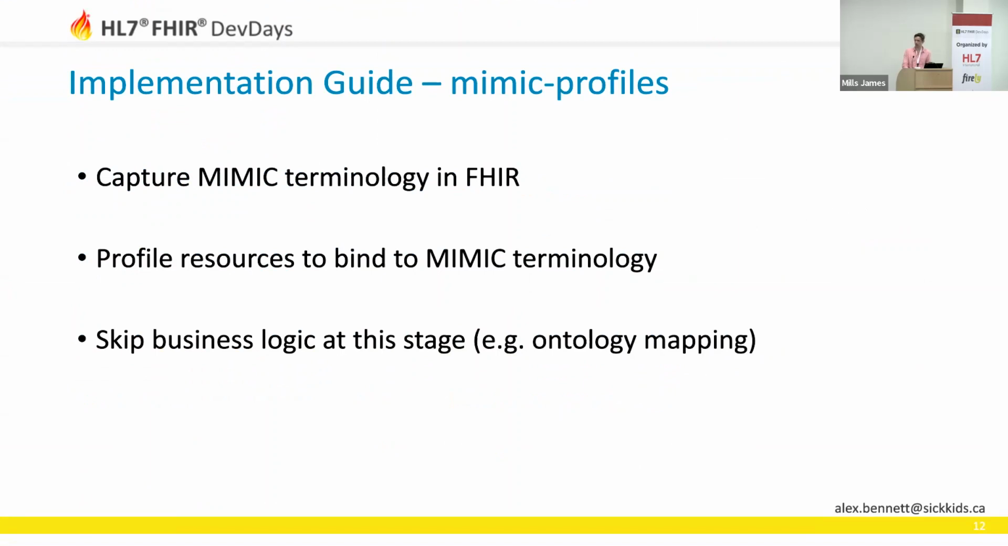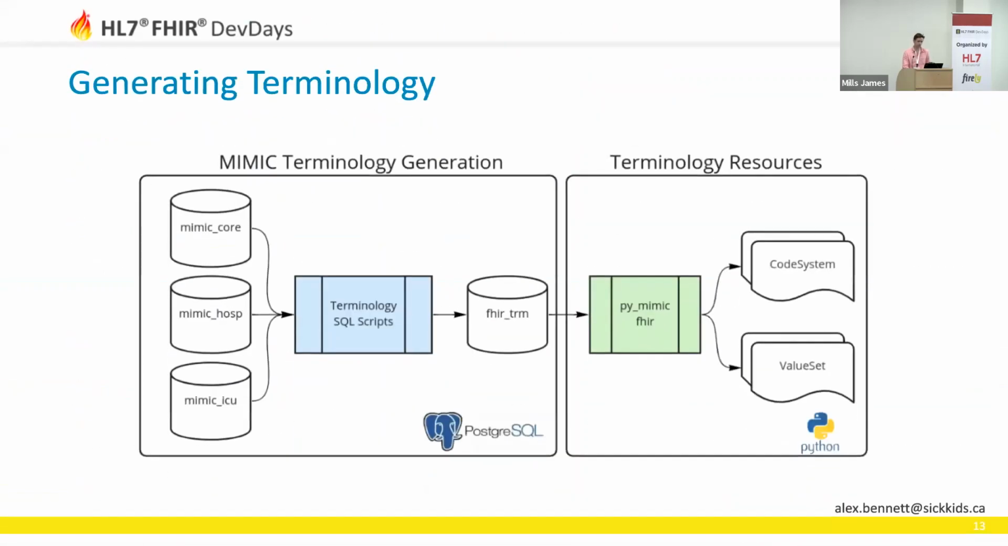And so we've created an implementation guide, MIMIC Profiles, that captures this terminology. That's where in these profiles we're binding to all these terminology systems that we've created. At this stage, this is more of capturing it as is. So we're skipping some of the business logic and ontology mapping, because there are a lot of concept maps that need to be made, and that'll be a subsequent step moving forward.